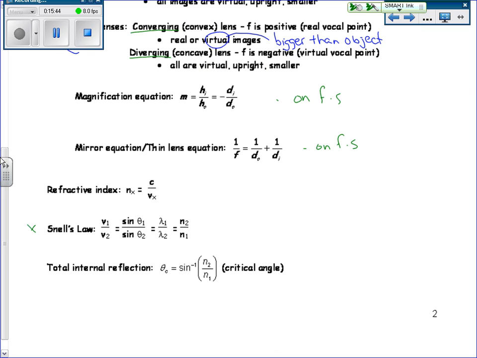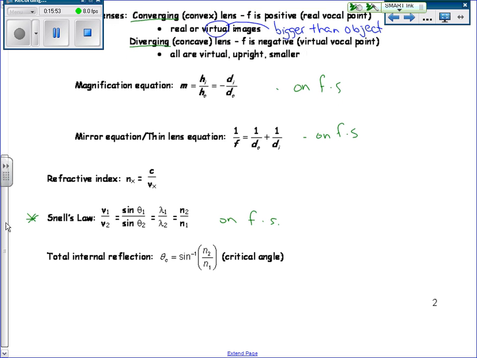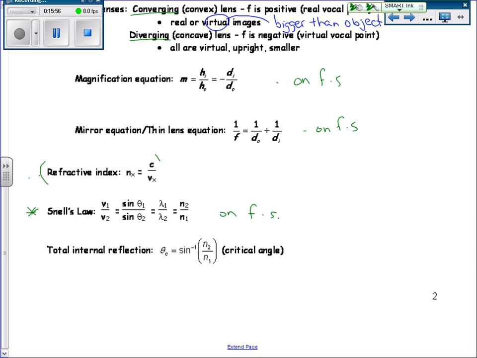Refraction, the big one is Snell's law. So this one is on your formula sheet. This other one, you don't even need to worry about. This is just a special case of Snell's law when you're going from air into medium X. And it can be written this way because the index of refraction of air is just 1, right? This is just a special case of n2 over n1 equals v1 over v2, where n1 is air, so n1 is 1, and v1 is just c. But it all comes from this.